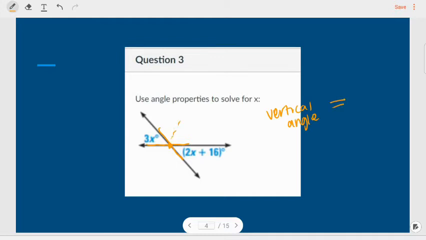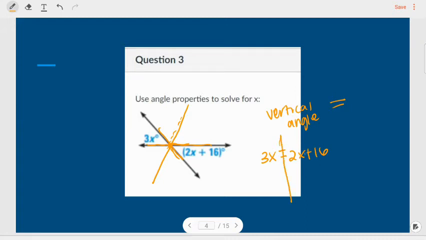If I were to cut my line right here and fold it, the 3x would line up with the 2x plus 16. So because they are equal, I'm just going to write an equation: 3x equals 2x plus 16. Draw my line down my equal sign.